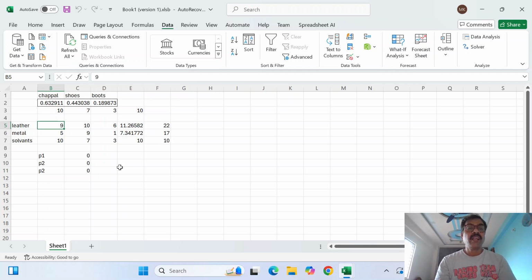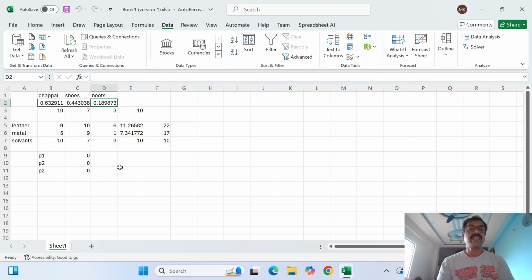So all I want to see is whether my resources are less than or equal to the available resources. Yes, obviously. But you see, I have 22 units of leather in my hand, maybe kilograms or tons, that is why I call it a unit. So I have 22 units of leather and only 11 units of leather is used, and 17 units of metal, only 7.3 units of this solution, and 10 units of solvents. Yes, all the 10 units were used.